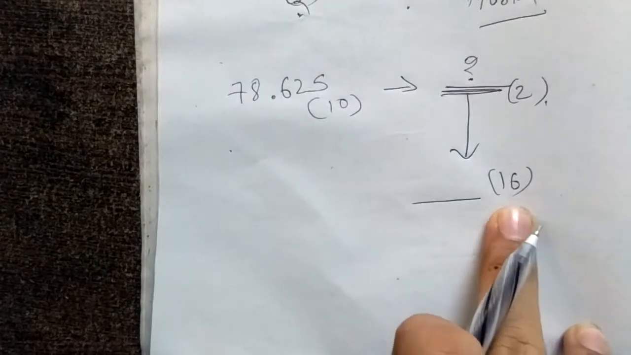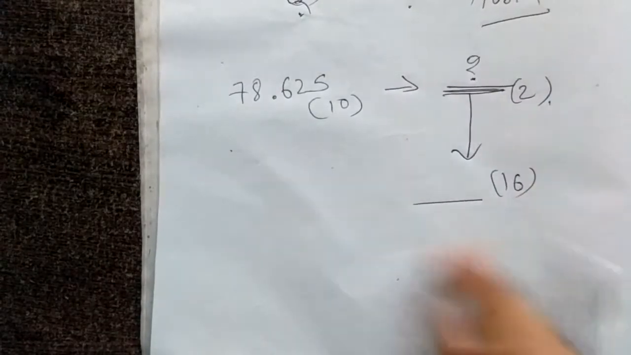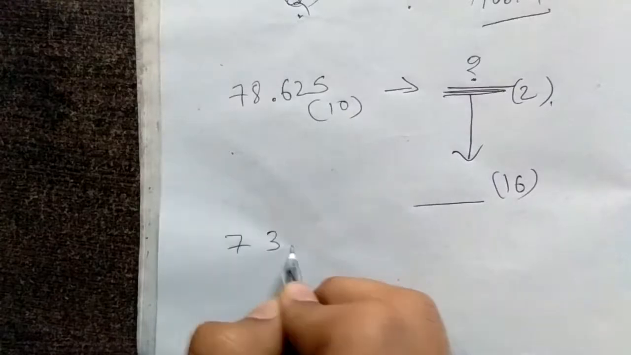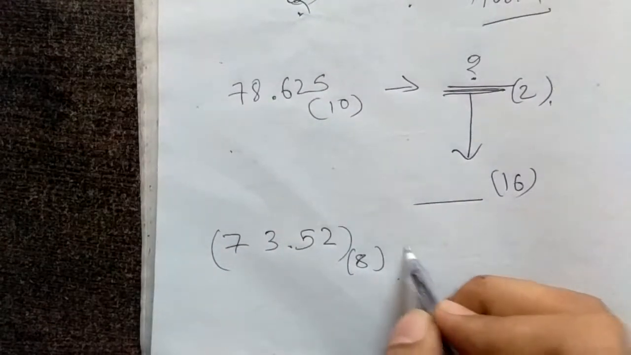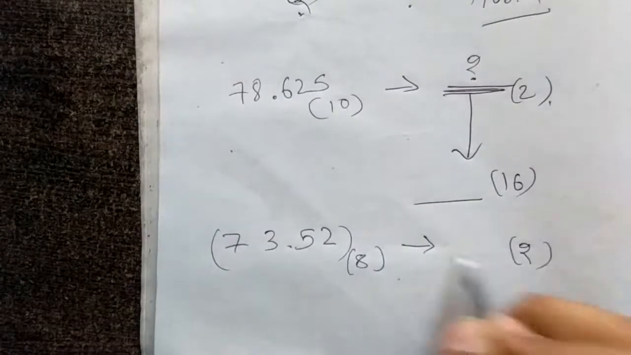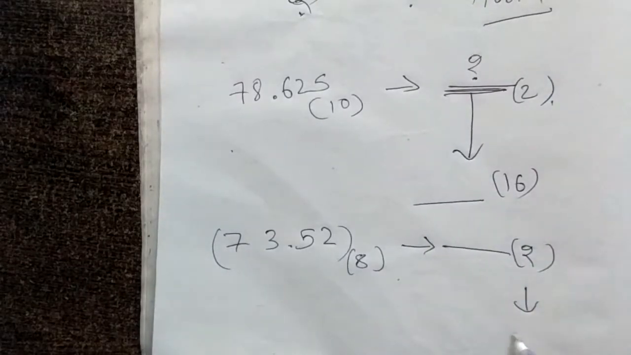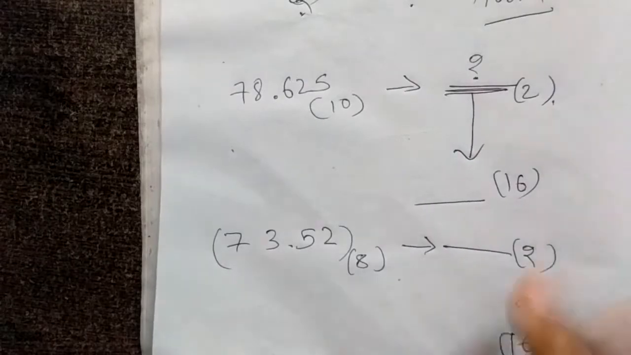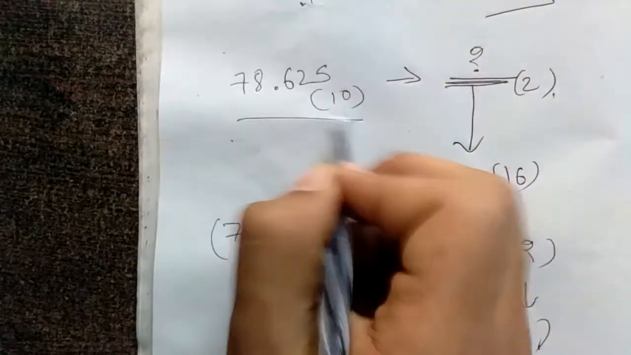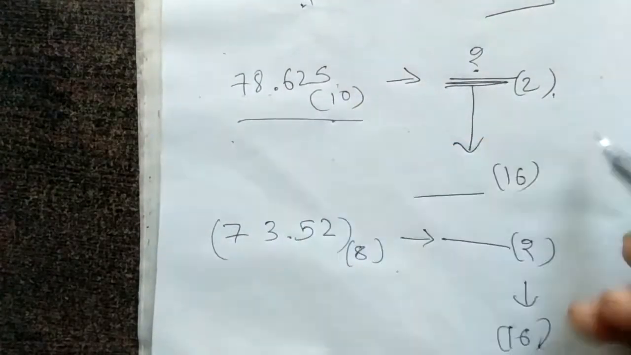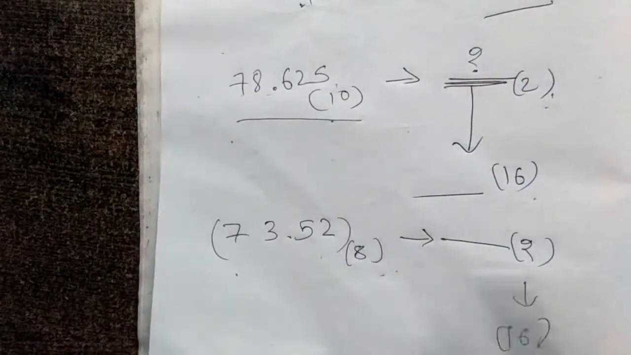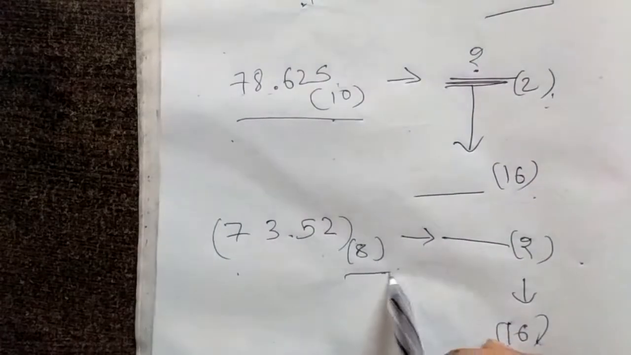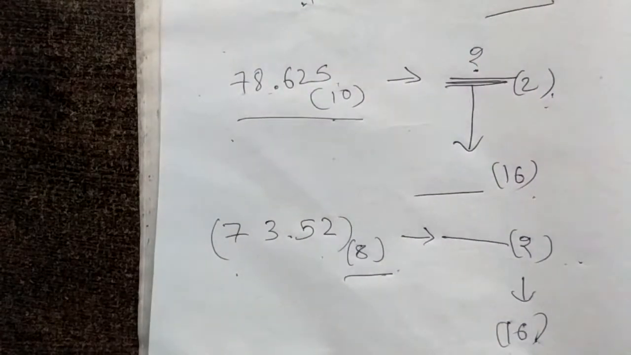And then the other question which I'm going to give you is 73.52, which is in octal. This octal number you are going to convert into binary and then into a hexadecimal number. These both are the homework problems. 78.625 in base 10: convert to binary, convert to hexadecimal. 73.52 given in octal: convert to binary and convert to base 16.